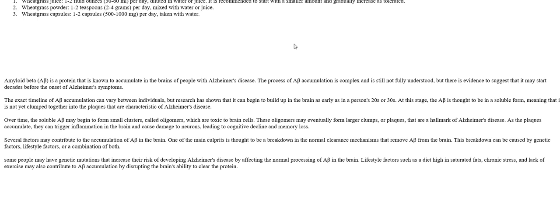Several factors might contribute to the accumulation of amyloid beta in the brain. One of the main culprits is thought to be a breakdown in the normal clearance mechanisms that remove amyloid beta from the brain. The breakdown can be caused by genetic factors, lifestyle factors, or a combination of both. Some people might have genetic mutations that increase the risk of developing Alzheimer's disease by affecting the normal processing of amyloid beta in the brain. Lifestyle factors such as a diet high in saturated fats, chronic stress, and lack of exercise might contribute to amyloid beta accumulation by disrupting the brain's ability to clear protein.